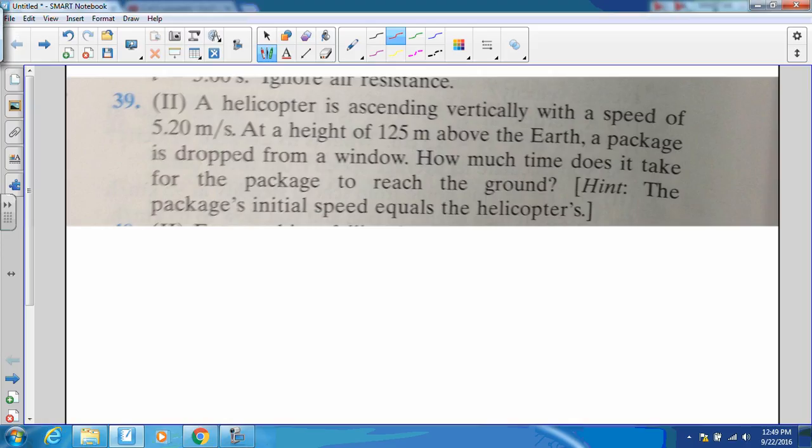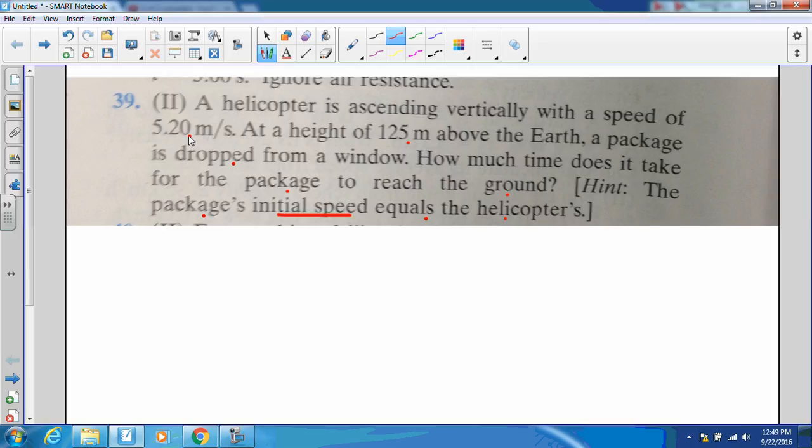A helicopter is ascending vertically with a speed of 5.2 meters per second. At a height of 125 meters above the earth, the package is dropped from a window. How much time does it take for the package to reach the ground? And then they give you a hint. The package's initial speed equals the helicopter's. So we do our usual.